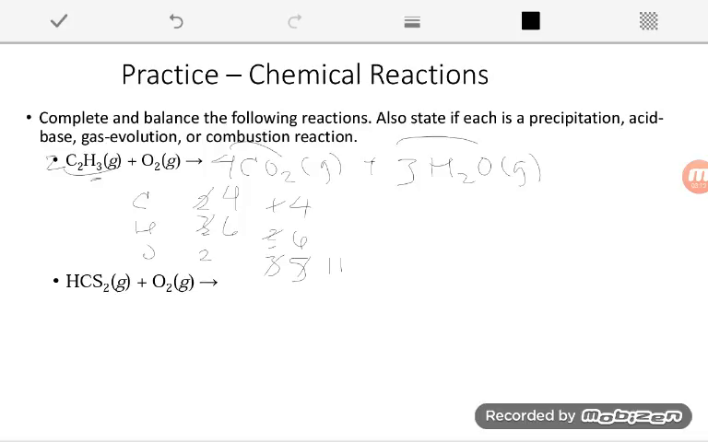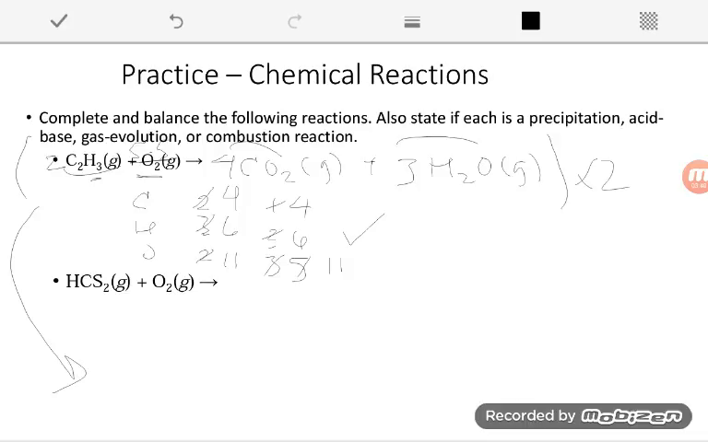Now here's where I have to do something kind of funny, not that bad, but the only thing I can put in front of O2 to get 11 is half of 11, or 5.5. So if I put 5.5 there, 5.5 times 2 is 11, and now everything is balanced. I can do that for a moment just to fix it. I can't leave it like that. I need to get rid of that decimal, and to do it, all I do is multiply everything by 2.